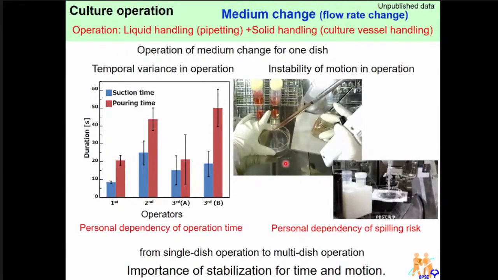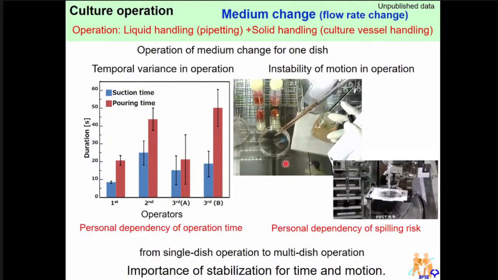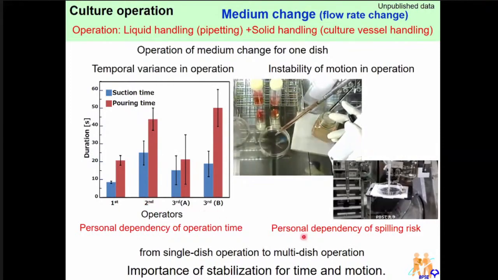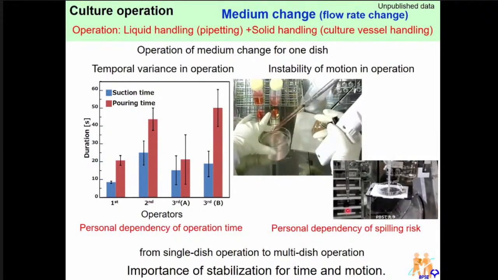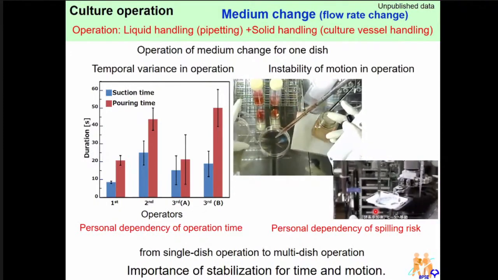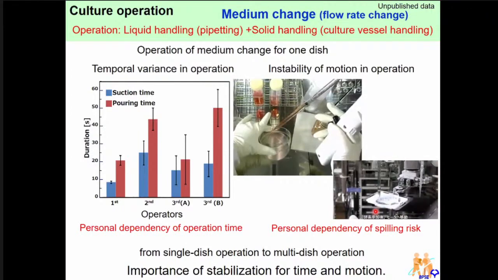So that causes different quality of the cells, even with the same pipetting. That's why later I want to introduce the automation system, because the machinery system can perform well and the stability of the motion is very high.